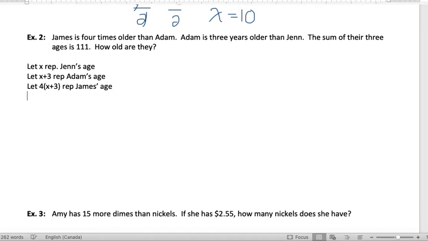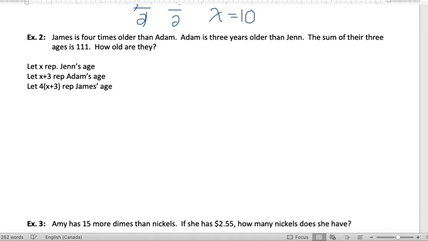So then we're going to get to our equation. Our equation here, we have Jen's age, x, plus Adam's age, which is x plus 3. Then we have to add it to James's age, which is 4 times x plus 3. And their age is equal to 111. So at this point is where we are going to start solving.